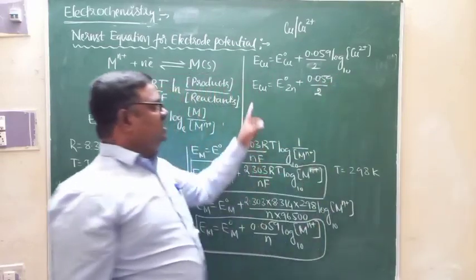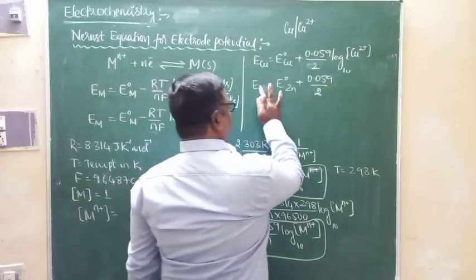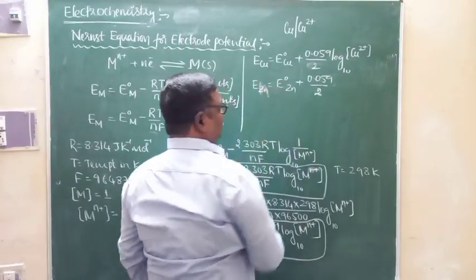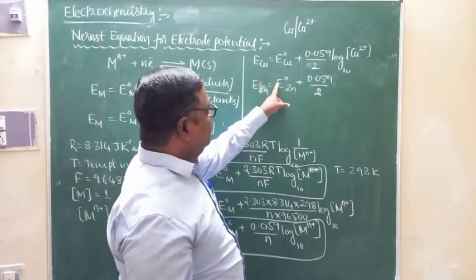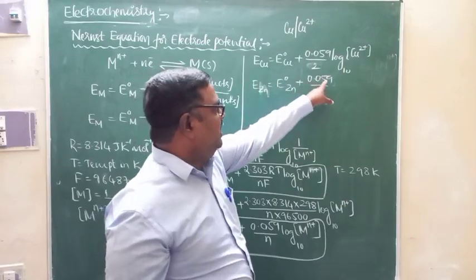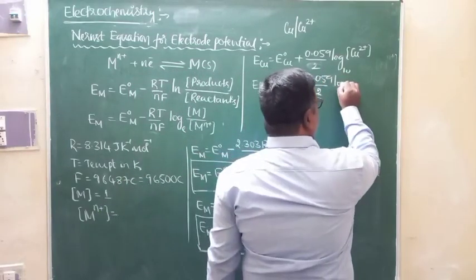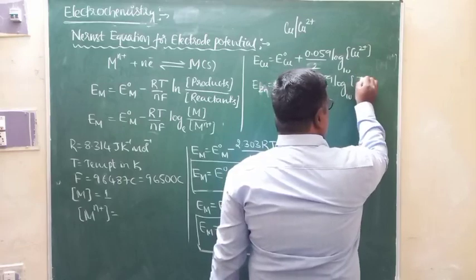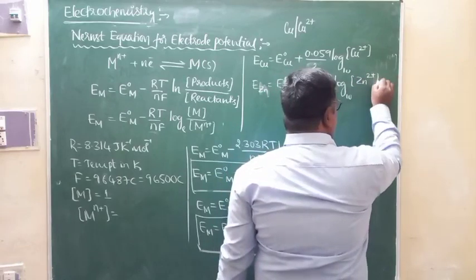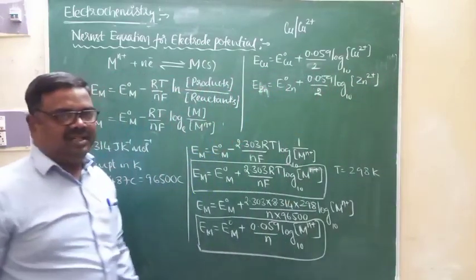Right? This is Nernst equation for zinc, and of course E of zinc is equal to E naught of zinc plus 0.059 by 2 log to the base 10 of molar concentration of Zn2+. This is Nernst equation for zinc electrode.